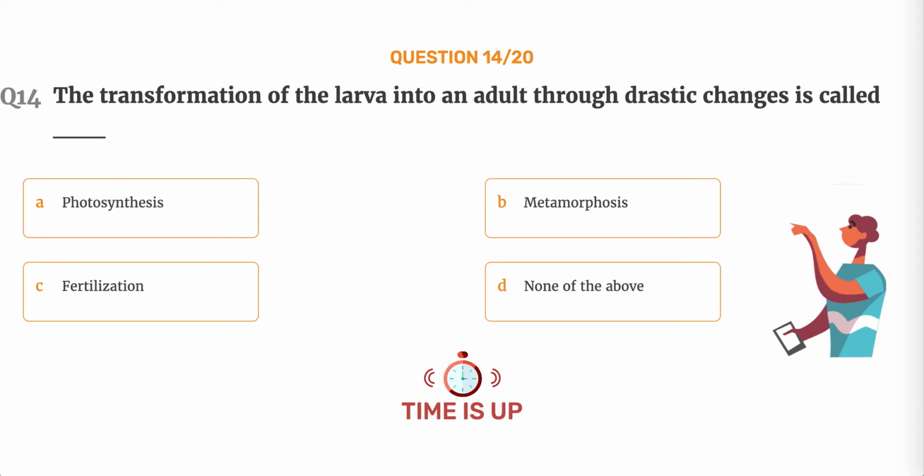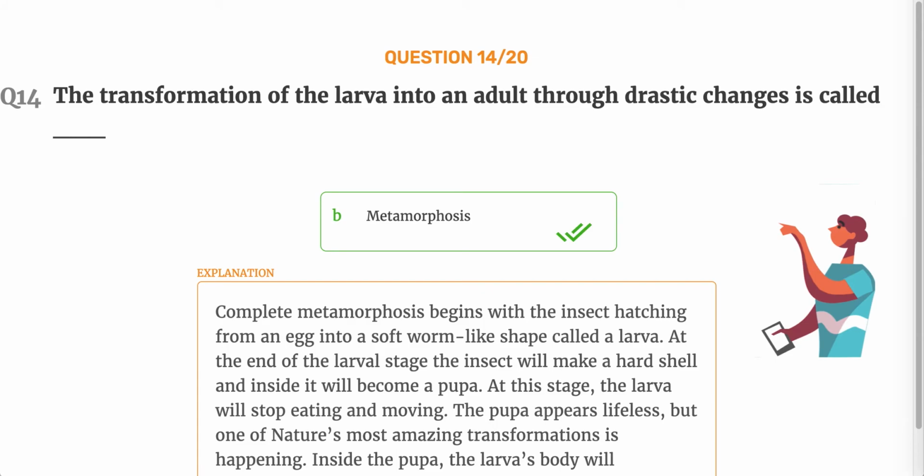The correct answer is option B, metamorphosis. Complete metamorphosis begins with the insect hatching from an egg into a soft worm-like shape called a larva. At the end of the larval stage, the insect will make a hard shell and inside it will become a pupa. At this stage, the larva will stop eating and moving. The pupa appears lifeless, but one of nature's most amazing transformations is happening. Inside the pupa, the larva's body will completely change into a fully grown adult.